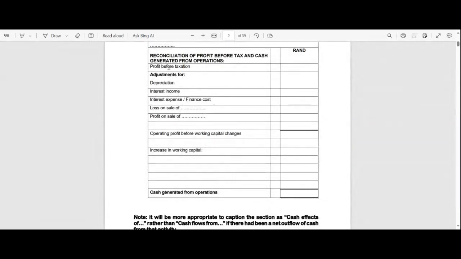Here we actually start with our profit before tax. In other words, we start with a figure that we find on the face of our statement of comprehensive income. The statement of performance, you can call it your statement of profit or loss, or your statement of comprehensive income. If you are using the one statement approach, you remember all about the one statement and two statement approach. But anyway, we are using the one statement approach, so we call it our statement of comprehensive income. So we've got a figure there. We start here with a figure that comes from the face of our statement of comprehensive income.